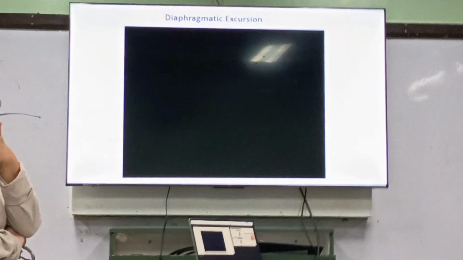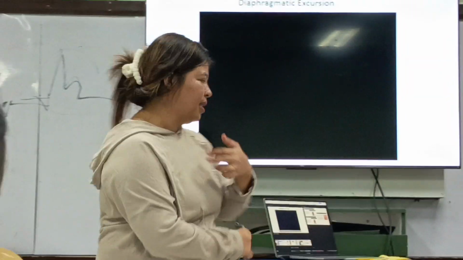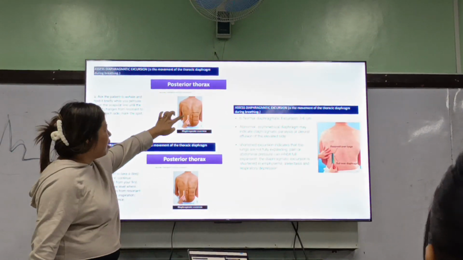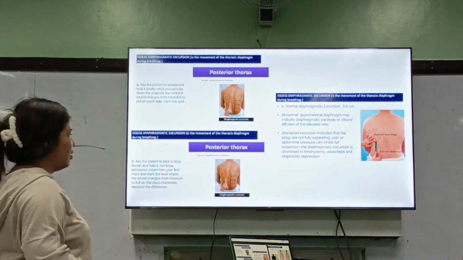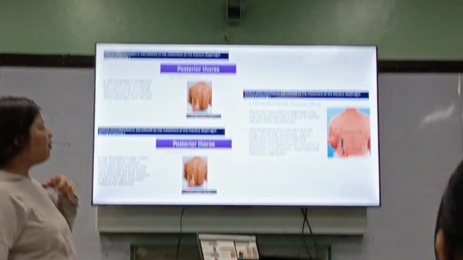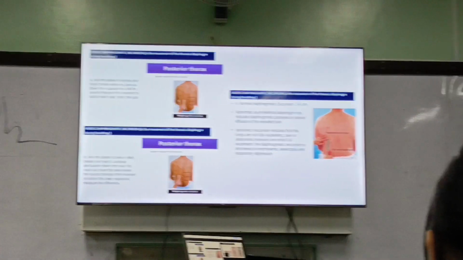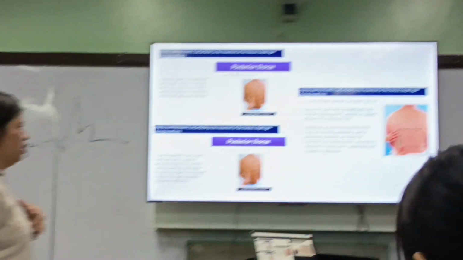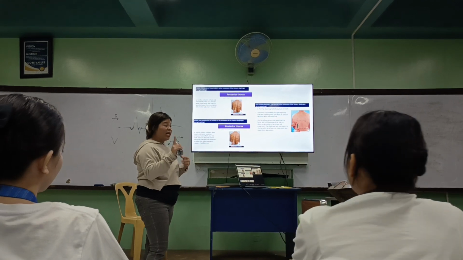That's the diaphragmatic excursion. So you have to check for that sound of dullness. Your resonance sound. So percuss until you hear the dullness sound. So you have to check the space using your ruler. So what is the normal? 3 to 6 centimeters is the normal diaphragmatic excursion. You check both lungs, you cannot check just one.